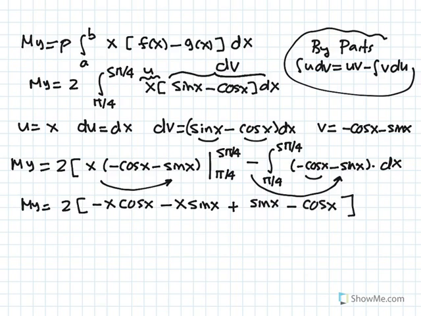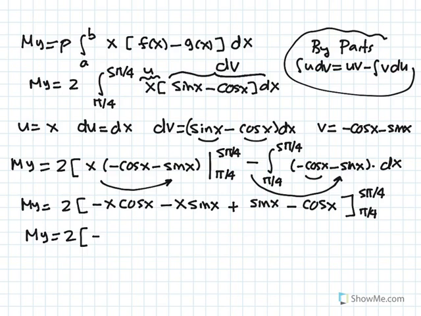Much more efficient to write it all on one line and just tack on the limits at the very end. This way it's less likely to make mistakes. Pi over 4 to 5 pi over 4 are the limits. And now we apply the fundamental theorem of calculus. Put the upper limit in and then put the lower limit in. Moment with respect to the y-axis is equal to 2 times.